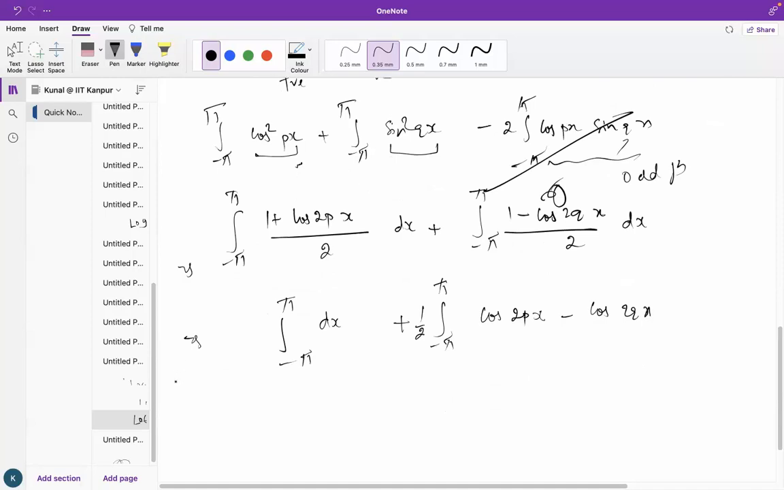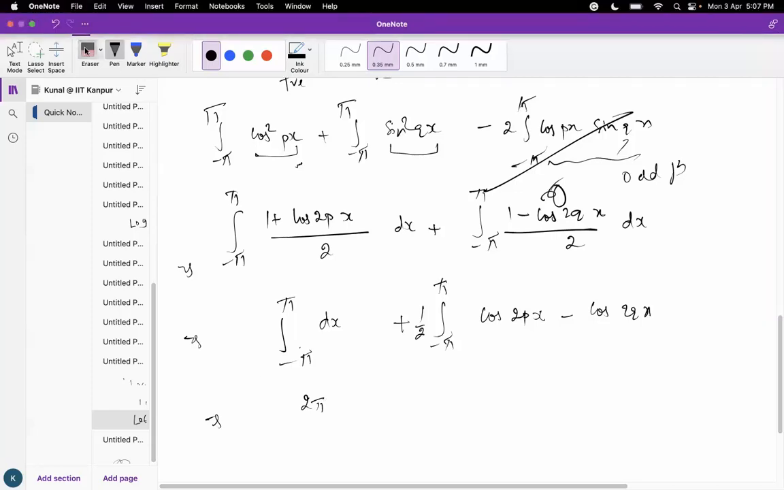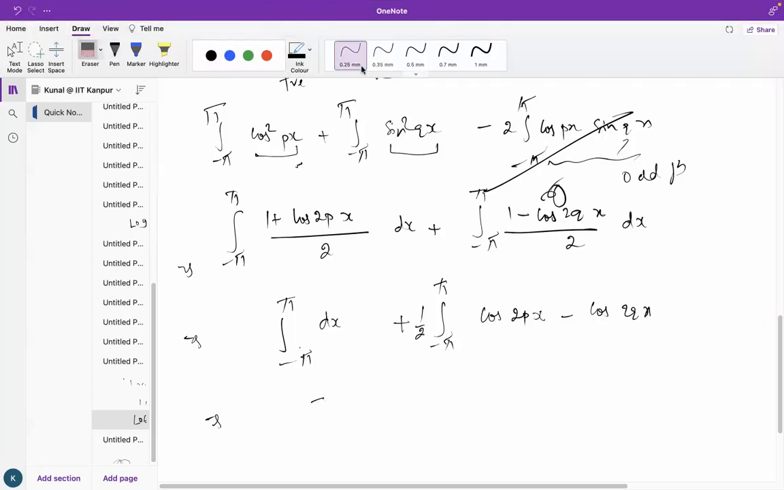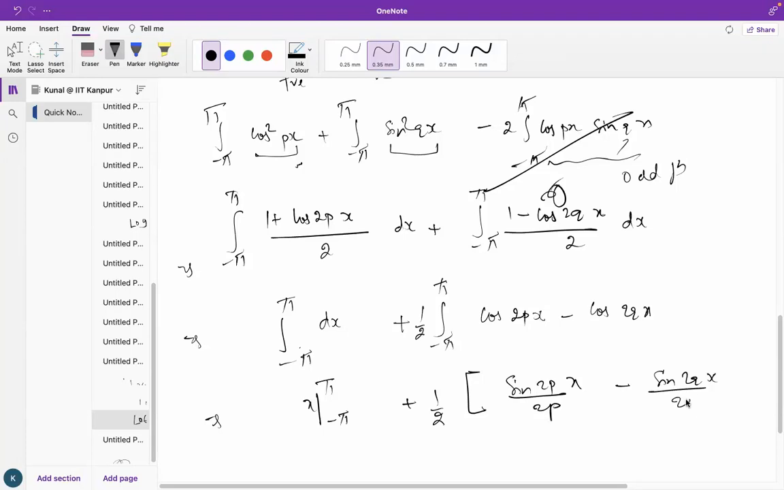And when we integrate this, what do we get? Here we get 2 pi. Let me write here how I got this. What I'm trying to do here is x from minus pi to plus pi, plus half of, and then you have to integrate this. So what we get? Sine 2px by 2p minus sine 2qx by 2q.